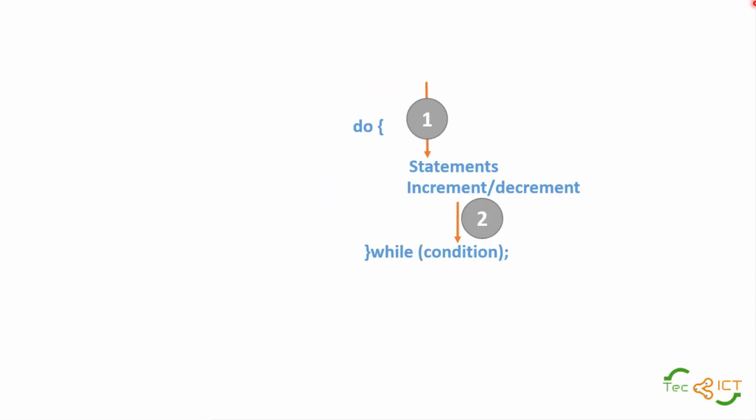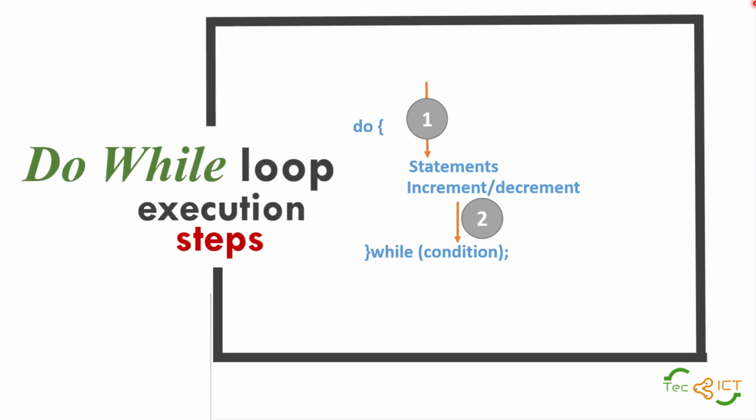Do while loop. Do while loop execution steps. When the program is in execution, directly the statements inside the loop are evaluated. Then the condition is checked. If the condition is true, again step 1 is executed. Otherwise, loop is terminated. This is a post-conditioning loop. Whether the condition is true or false, this kind of loop is executed at least once.